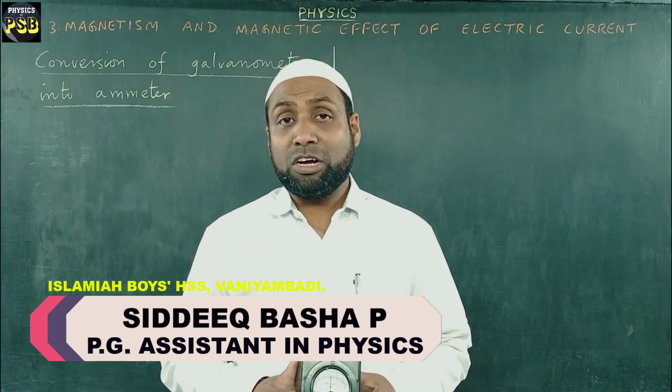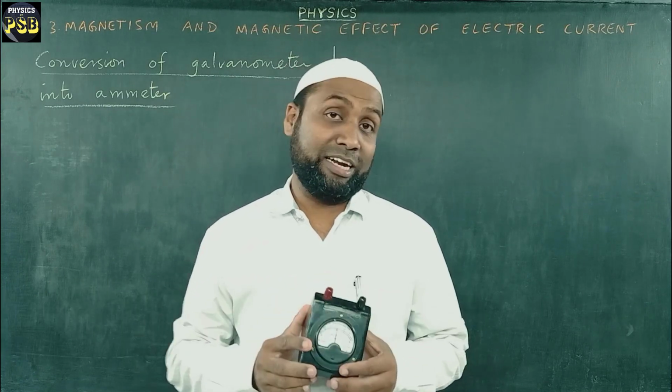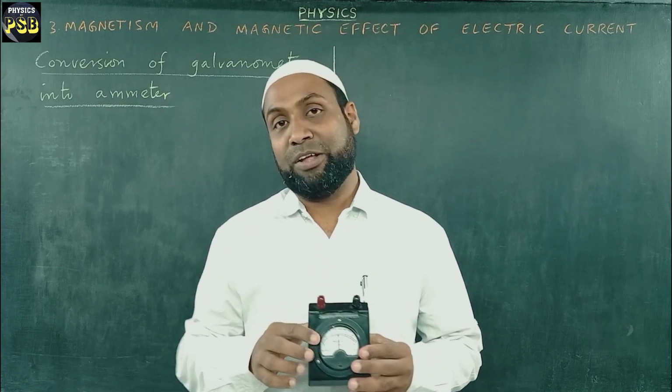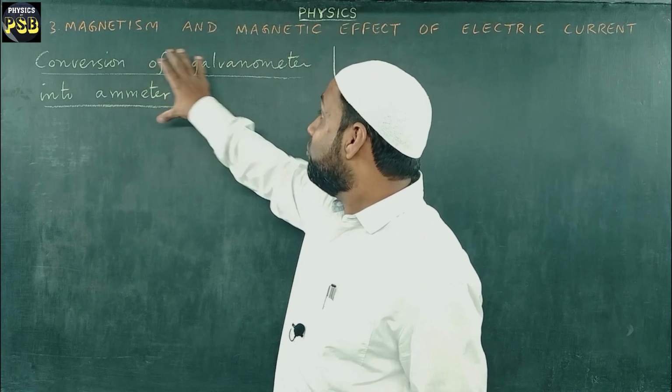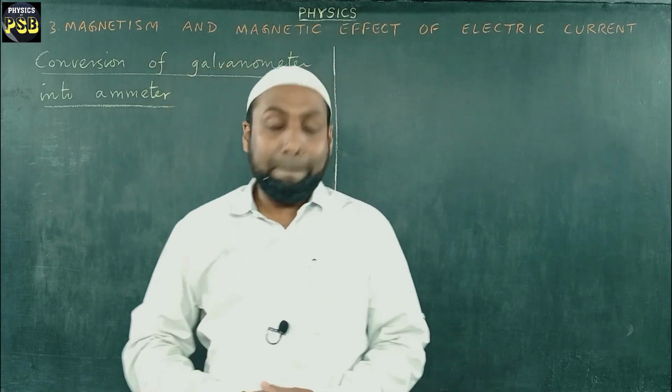We know galvanometer is a device used for the measurement of intensity of current in a circuit. It is also used to check the direction of current in a given circuit. In this video, we will discuss the conversion of galvanometer into an ammeter.